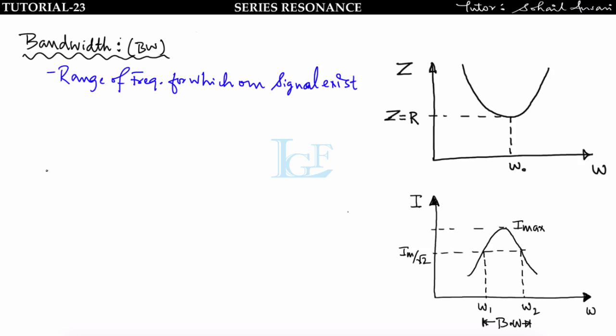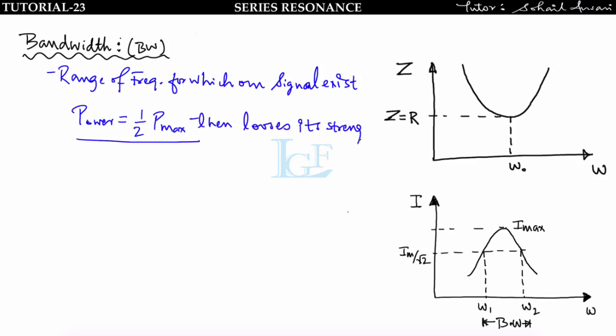For that we limit bandwidth such that if the power of any signal is equal to 1 by 2 of the maximum power, then the signal loses its strength. We limit the bandwidth like this, meaning if any signal has power greater than half of the maximum power, then that signal will be generated, otherwise it will lose its strength.